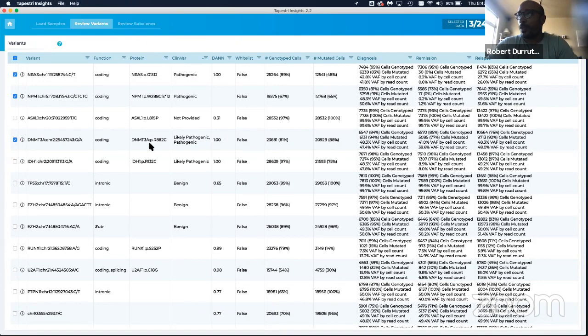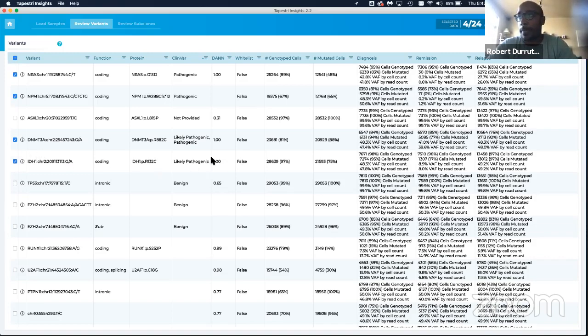And DNMT3A is the next one. This is a well-known variant within the heme space. It's pathogenic as indicated by the ClinVar database. It has the highest potential DAN score associated to it. And then again, the number of cells genotyped displays high quality, and the fraction of cells mutated is now 88%. Still, it's not germline character unless you assume high levels of dropout. So 88% on average. And in addition, you can see there is a small change across the board, 94%, 77%, and 92%. So I'll select that.